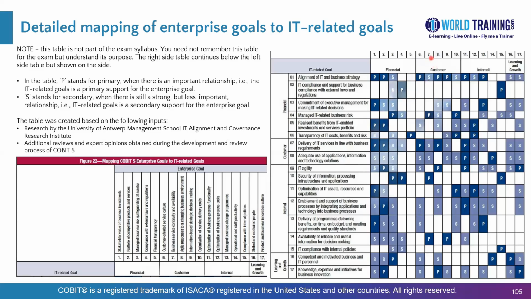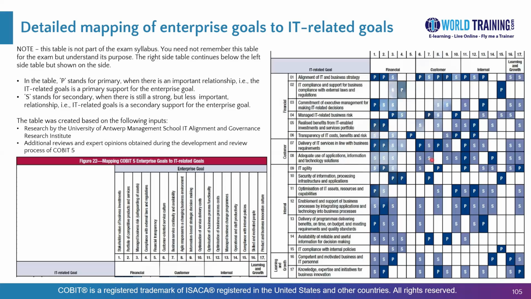So which means for number 7, once again, that number 7 is business service continuity and availability, that enterprise goal maps to 3 secondary IT goals. And those are number 1, alignment of IT and business strategy. Then we have number 7, delivery of IT services in line with business requirements. And then we have number 8, adequate use of applications, information, and technology solutions. So these are the 3 S's there. So in total, 6 IT-related goals which map to enterprise goals.